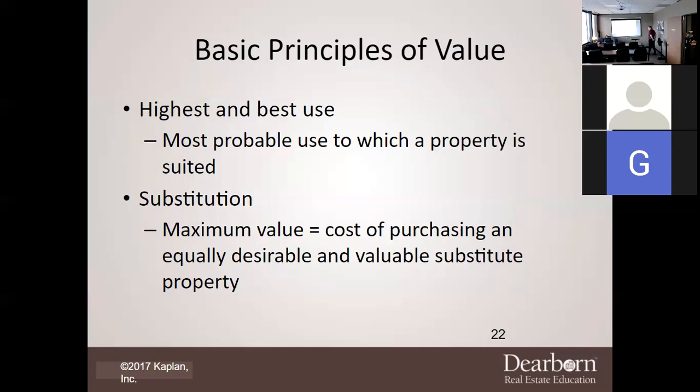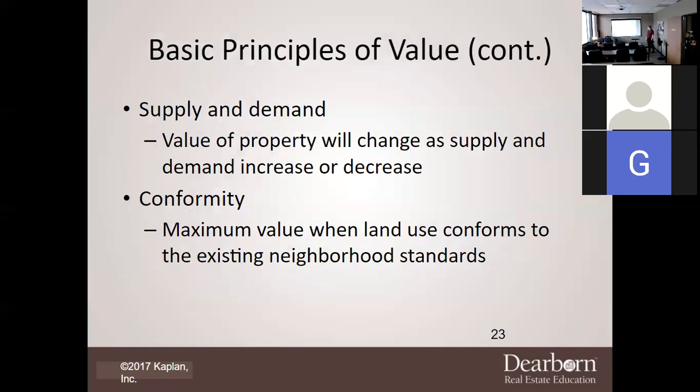It's where, if there are two items that are very similar, a person is going to go with the cheaper one, not the more expensive one. So if you put two houses that have the exact same floor plan in the same neighborhood, one is 275 and one's 250, which one are you going to go for? The 250. So it's the maximum value, the cost of purchasing an equally desirable or valuable substitute property. Supply and demand, very basic in economics. The value of property will change as supply and demand increases or decreases.